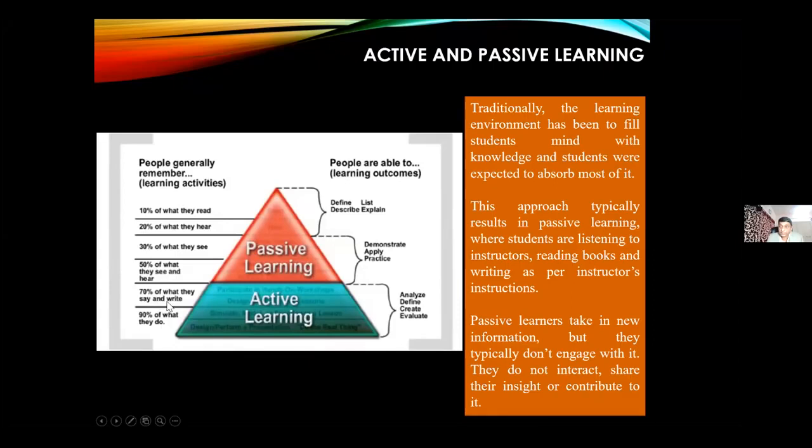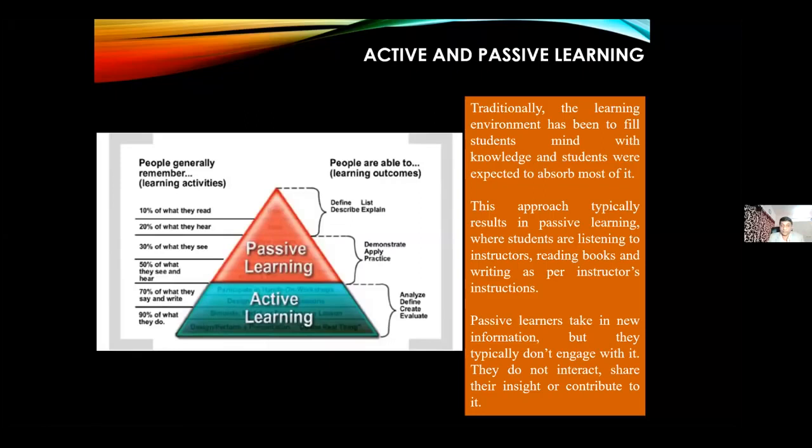See, the say and write, when you are going to the level of expressing your learning, either by saying orally or by writing, these are the expressive skills. So active learning focuses more on the expressive skill. That is where you get tested on your learning. Okay? And then 90% of what you do. So that is why in active learning, you have to do more things, and that is where you learn 90% of it.